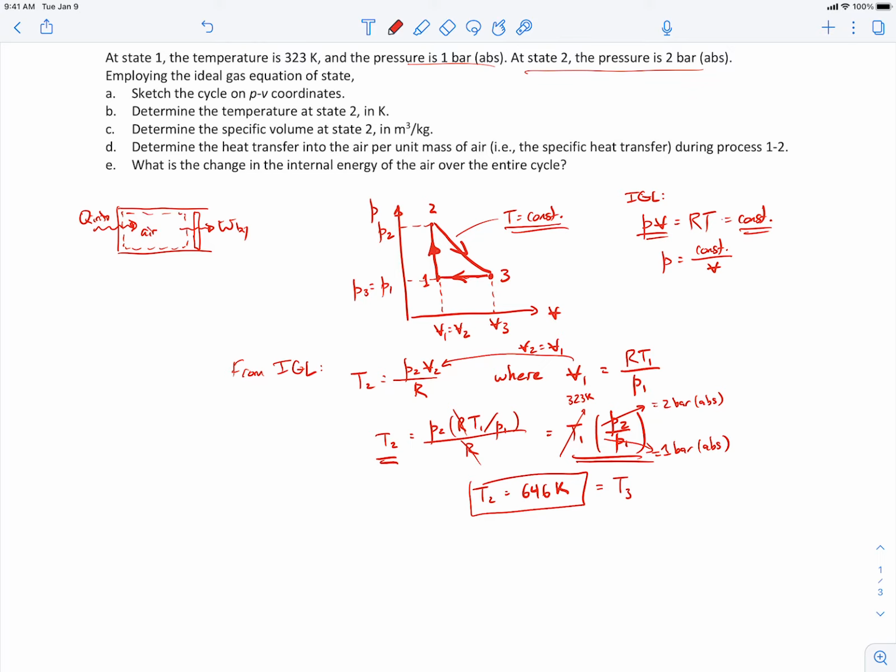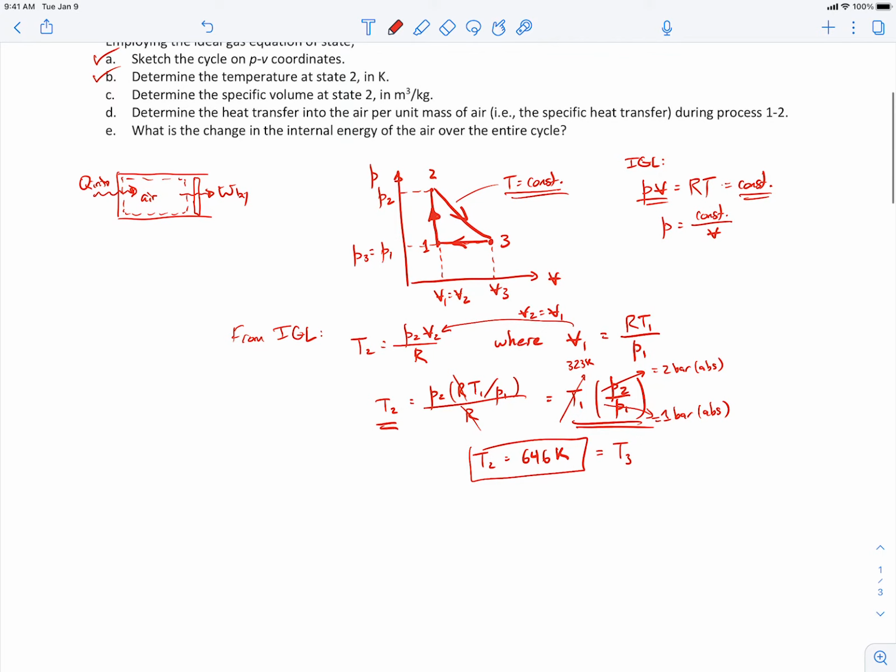Right? So far I've done part A and part B. Let's do part C. Determine the specific volume at state 2. Well, that's easy because we know the specific volume at state 2 is going to be the same as the specific volume at state 1. So I could just simply do this calculation. So V2 is equal to V1 is equal to R T1 over P1.